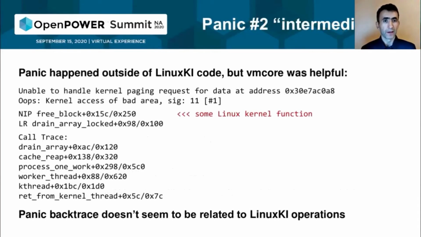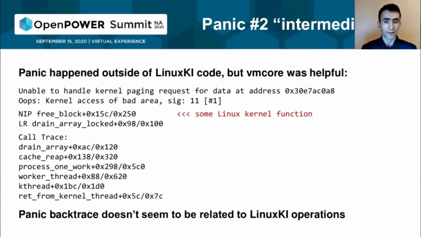Let's move to the next panic. I called it intermediate. It's more difficult than the previous one because the panic happens not in LinuxKI code, but somewhere else in the Linux kernel. It means that the module we're porting breaks something in the kernel, and then some kernel subsystem hits the problem and we get the crash. If we're lucky, the vmcore generated during the crash can be helpful, and we can open it with the crash tool or any other tool and get the root cause of the problem.